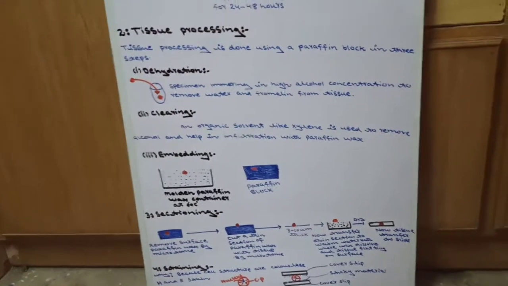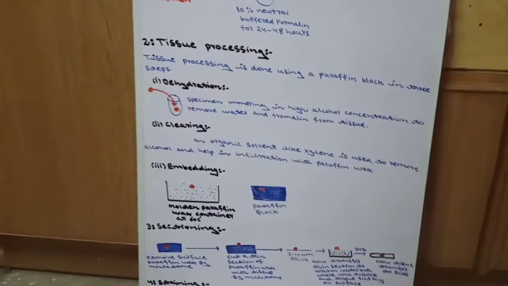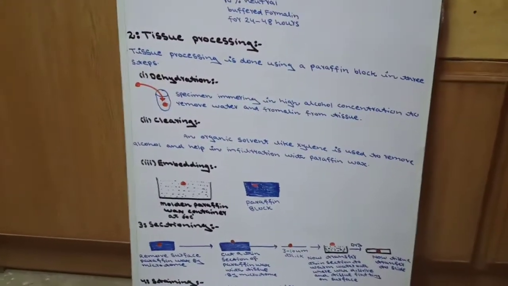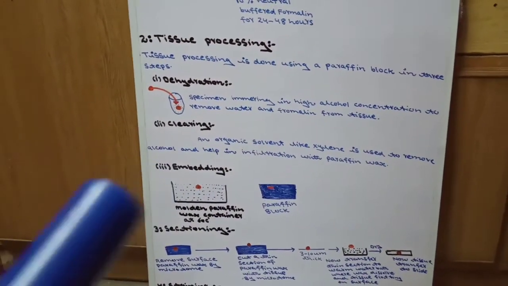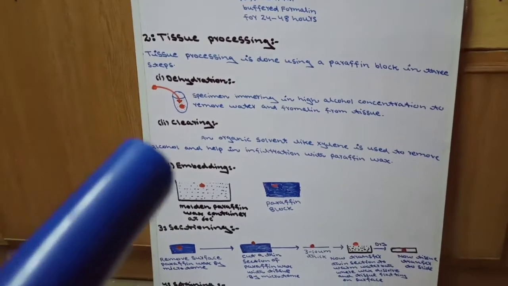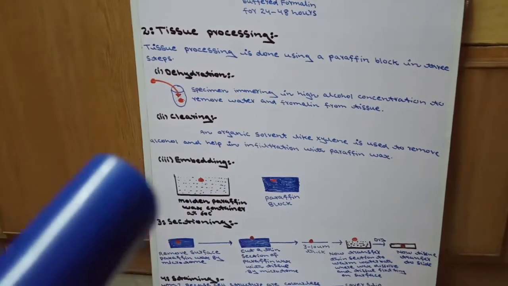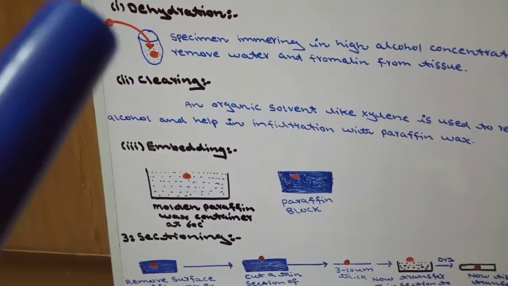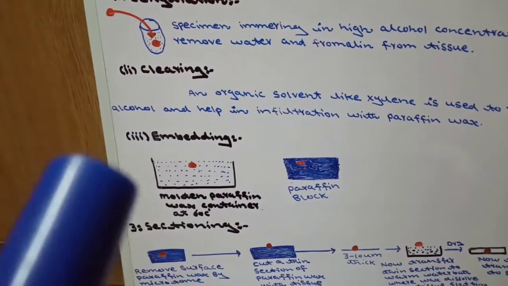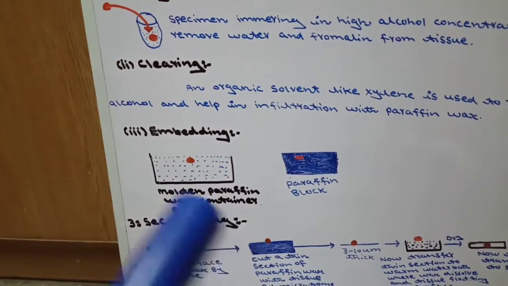In embedding, the tissue specimen is embedded into a molten paraffin wax container at 60 degrees centigrade. In embedding, we embed the tissue specimen in molten paraffin wax at 60 degrees centigrade.